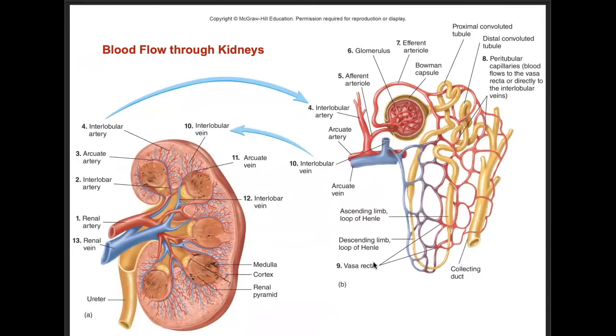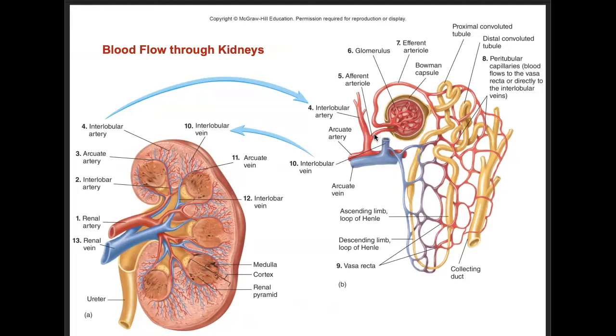So how about this one? How about the blood flow through your kidney? Okay, so we have an illustration here again. As you can see here, the blood will enter your renal artery here. Once the blood enters your renal artery, it will travel here to your interlobar artery. The first interlobar artery will go to your arcuate artery, and then another part to your interlobar artery.